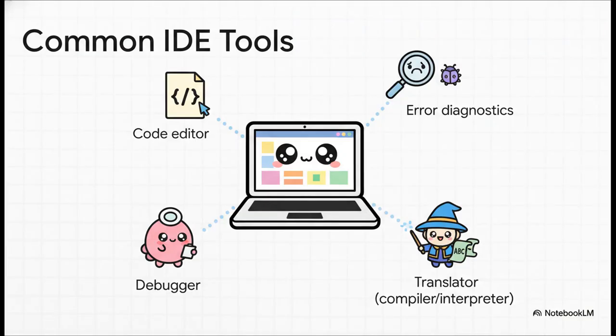So what's actually in this programmer's toolkit? Well, you've got a few key things. You've got the code editor, where you type your code, and it often has handy features like coloring your keywords. You've got error diagnostics, which is like a spell check for code, underlining your mistakes in red. And of course, the translator. Your compiler or interpreter is built right in. But one of the most powerful tools is the debugger.